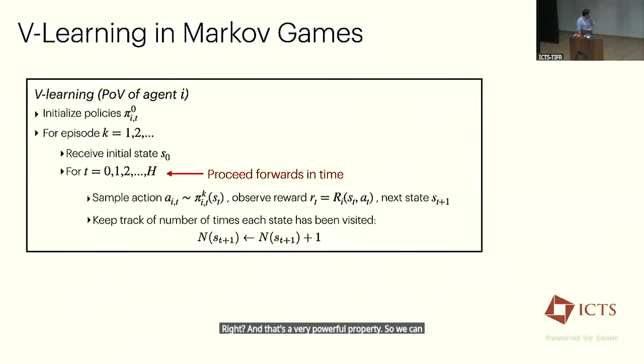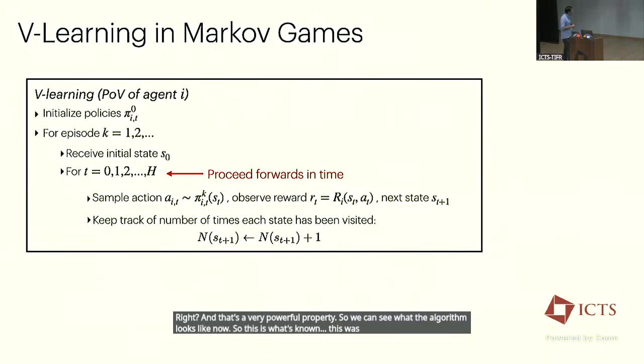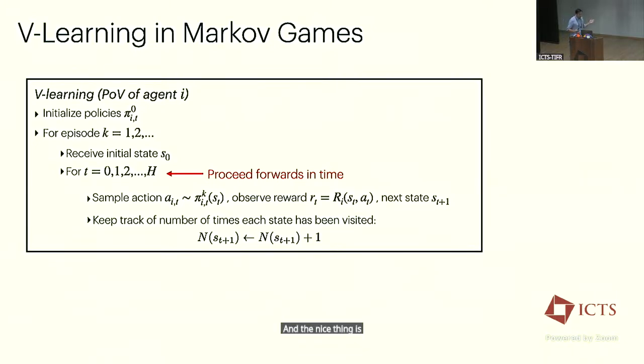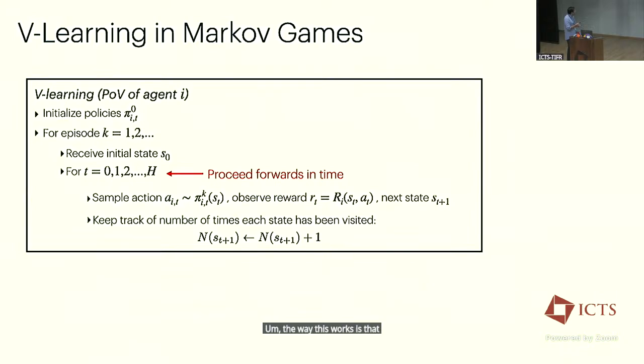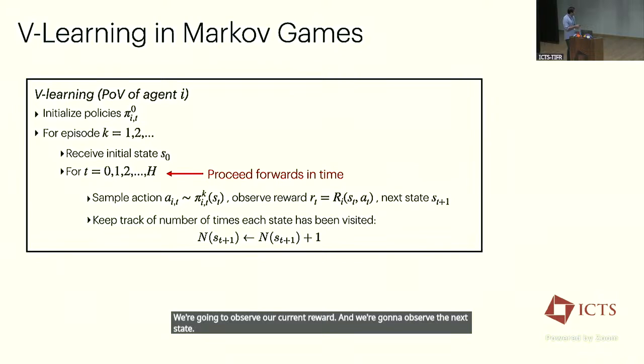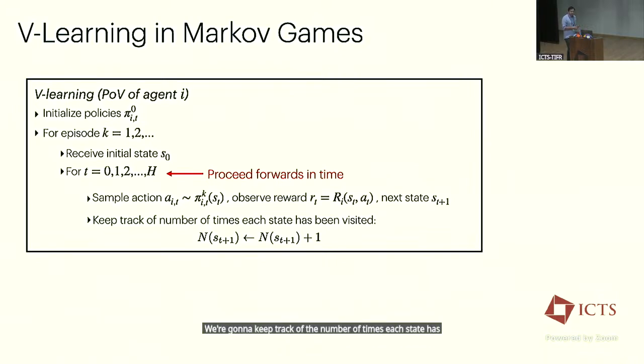So we can see what the algorithm looks like now. This is an algorithm known as V-learning, and the nice thing is it decouples cleanly across agents, so we only have to look at the point of view of one agent. This is V-learning from the point of view of agent i. Agent i will initialize their policy. Then for each episode, they receive an initial state s_0. Then for all t from 0 to H, proceeding forwards in time, we sample an action according to our current policy at the current time, observe our current reward and the next state, and keep track of the number of times each state has been visited.